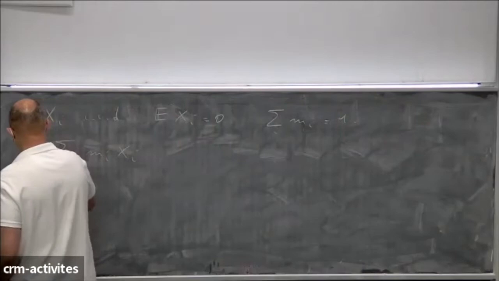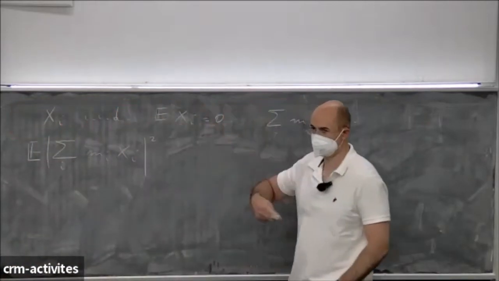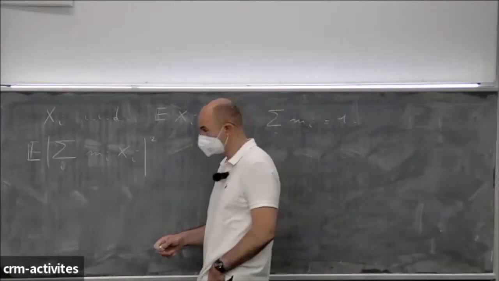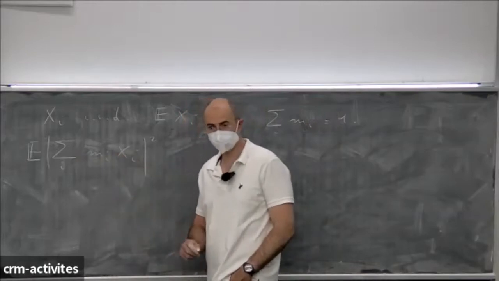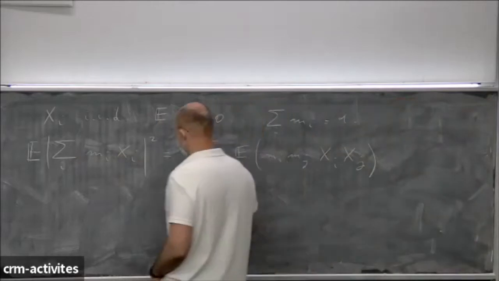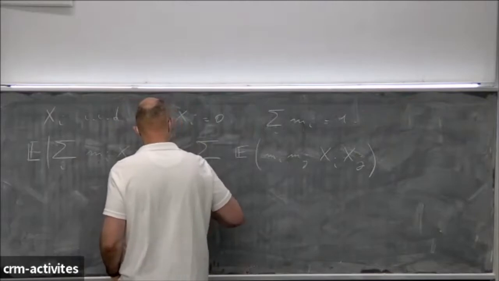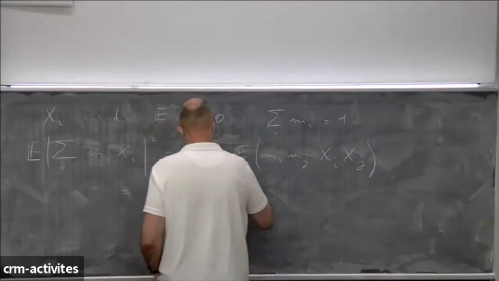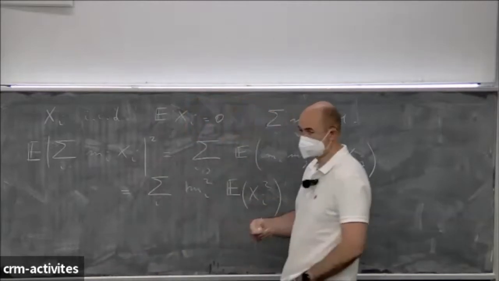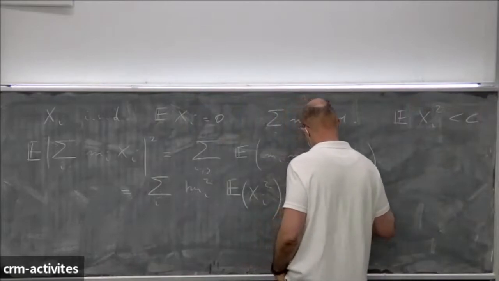So as usual, I picked it to make my life simple, so I don't need to subtract any expectation. You just calculate the square of this. If i is different from j, this is 0. So this is the sum over i of mi square, the expected value of xi square, which we'll assume is finite. This is less than c, the sum over i of mi square.